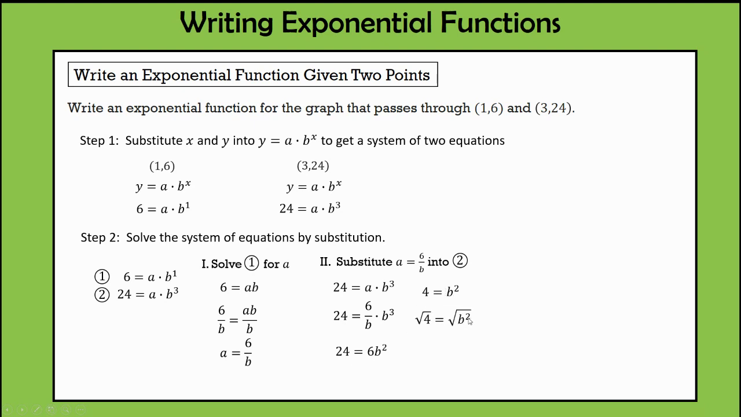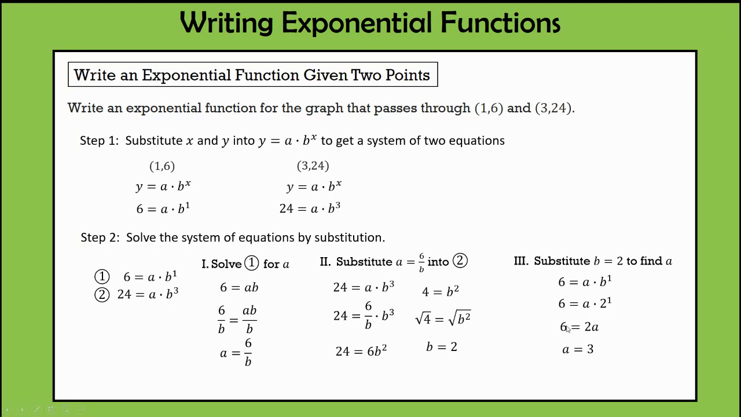Take the square root of both sides to eliminate the square. Remember, square root cancels a square, and b equals 2. So I now know specifically the value of b. b is now equal to 2. So take b equals 2, and now we're going to go find a. I'm going to take either equation. This one's a little simpler. So I'm going to take equation 1, 6 equals a times b to the first, and I'm going to plug 2 in place of b. So 6 equals a times 2 to the first. 2 to the first is 2, times a is 2a. So 6 equals 2a. Divide each side by 2. a is 3.